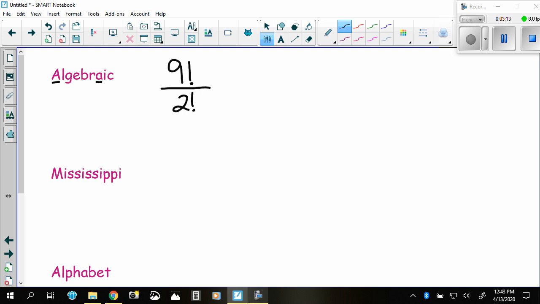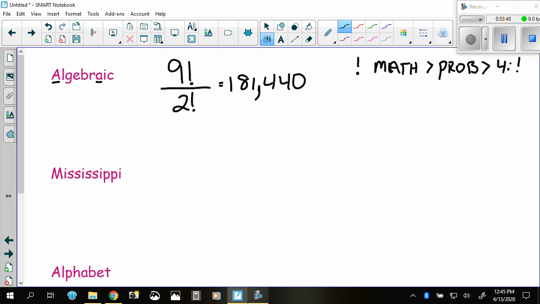So when you do 9 factorial by 2 factorial, okay, you get 181,440 different arrangements of those letters. So you're just going to go into your calculator, do 9 factorial. Now remember, the factorial program is under the math key. Go over to the probability menu, and it's number 4. You'll see the exclamation point.